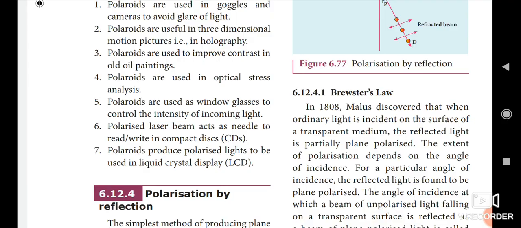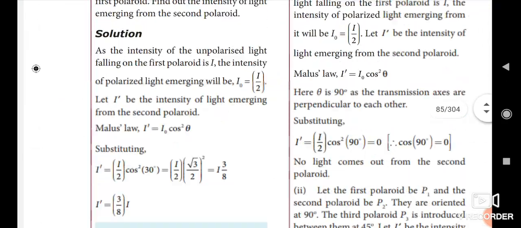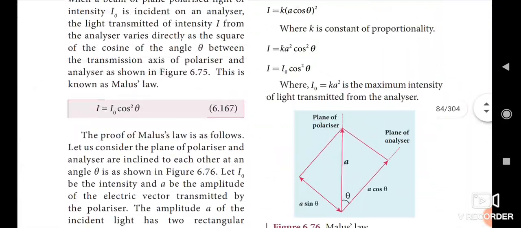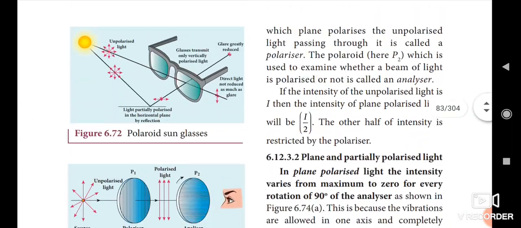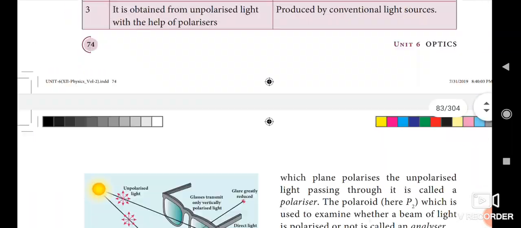Okay students, so today we saw what a polarizer is, what an analyzer is, Malus law, and what the uses of Polaroids are. What is a polarizer?